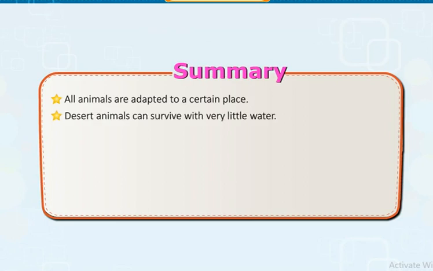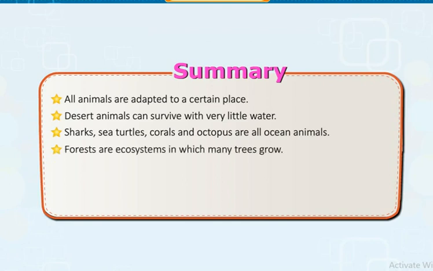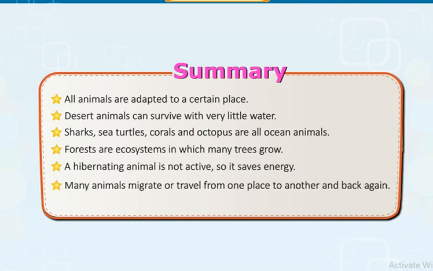Summary. Animals are adapted to the place where they live. Desert animals can survive with very little water. Sea turtles, corals and octopus are all ocean animals. Forests are ecosystems where trees grow. A hibernating animal is not active, so it saves energy. Animals migrate, or travel from one place to another and back again.